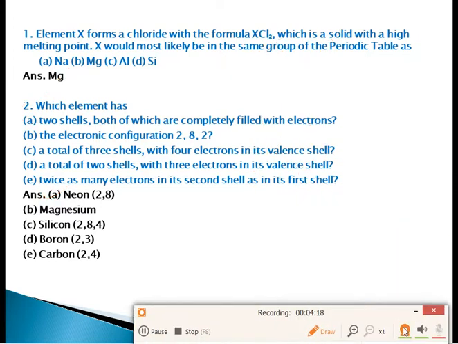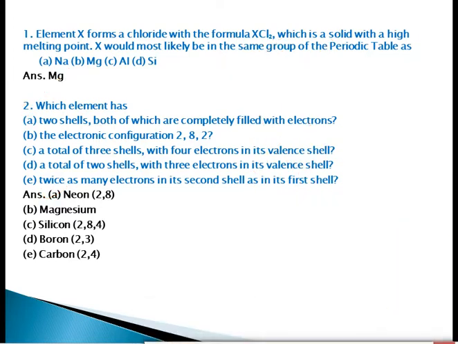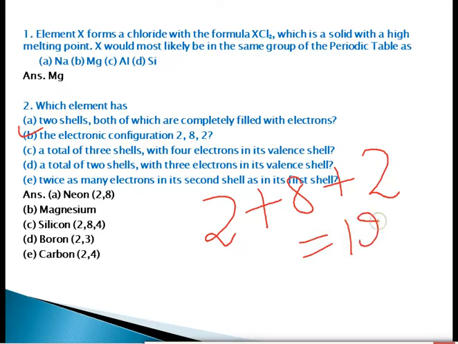Now the next question is to write the name of one element whose electronic configuration is 2, 8, 2. If we add 2, 8 and 2, how much do we get? 8 plus 2 is 10, and 10 plus 2 is 12. So which element has atomic number 12? It's magnesium.